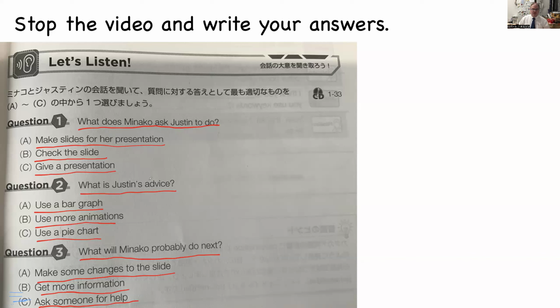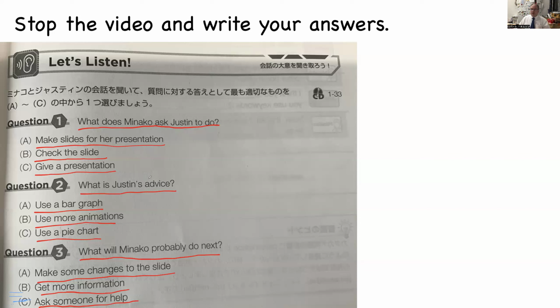Okay, number two, what is Justin's advice? Justin says you might want to use a different kind of graph or chart. So Justin suggests that she uses a chart that's made with a circle. And then number three, what will Minako probably do next? Okay, she's going to revise a slide.